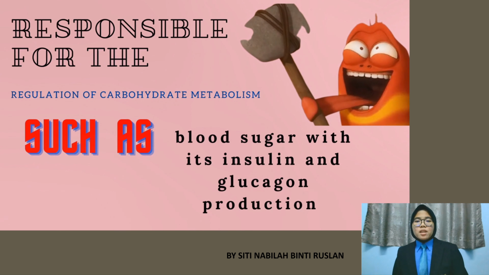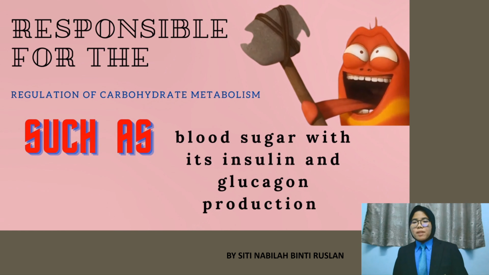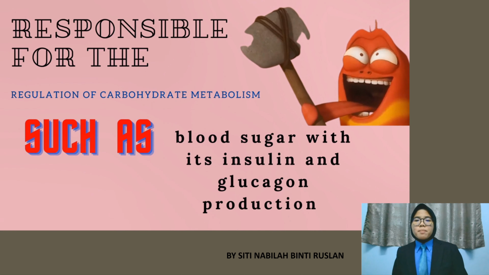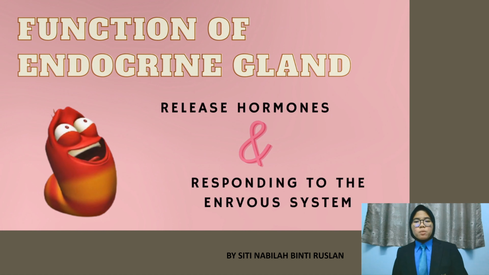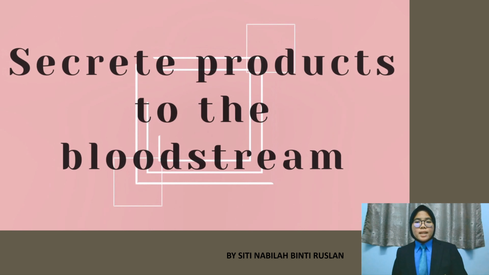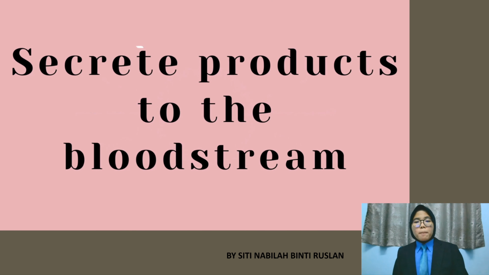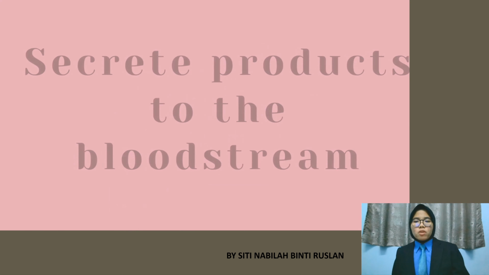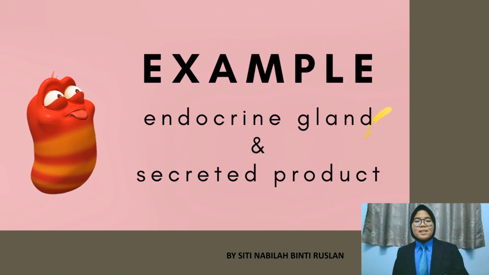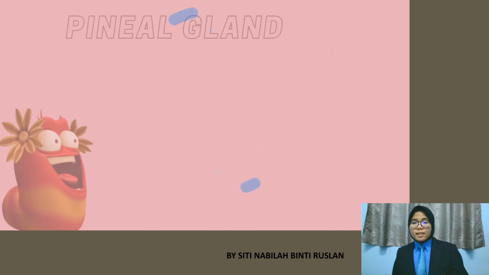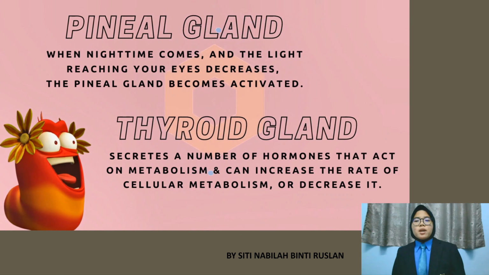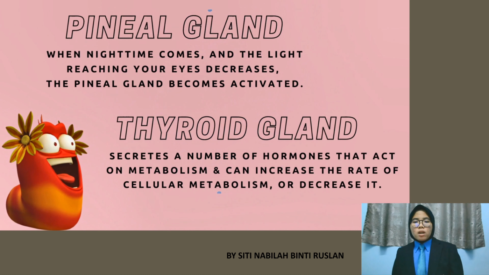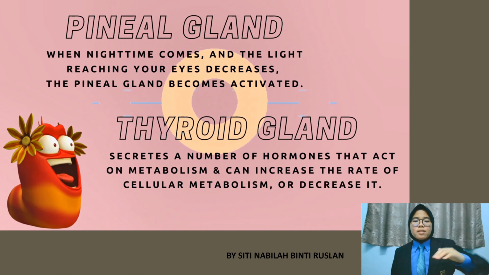Next, we go to the endocrine gland. The endocrine gland is responsible for the regulation of carbohydrate metabolism such as blood sugar, with its insulin and glucagon production. The endocrine gland will release hormones in response to the nervous system. The products secreted by the endocrine gland will move to the bloodstream. I have two examples for endocrine glands. The first one is the pineal gland. It will become active when the light that reaches our eyes decreases at night. The second one is the thyroid gland, which will secrete a number of hormones that act on metabolism and can increase or decrease the rate of cellular metabolism.